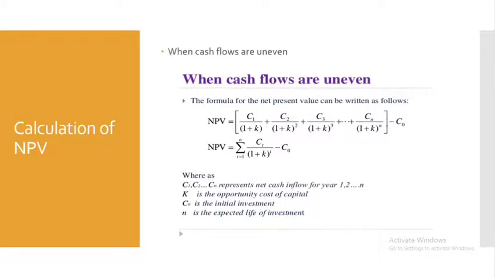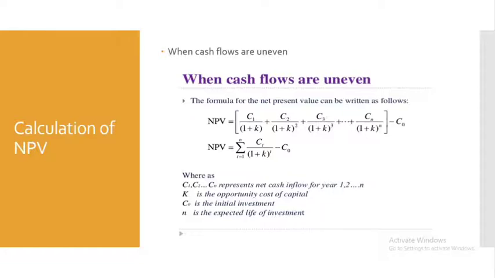And over there we have Cn. So Cn represents the final value, where if you are calculating for maybe the 20th year of the project, then you can substitute Cn with C20 and derive the NPV. And K here represents the opportunity cost of capital. And C0, the one which we are subtracting there, is the initial investment.